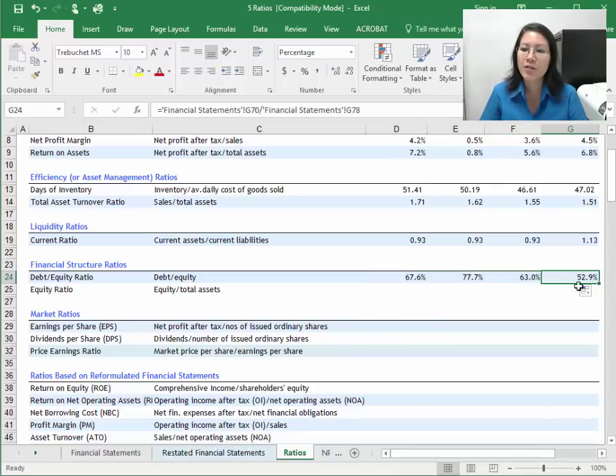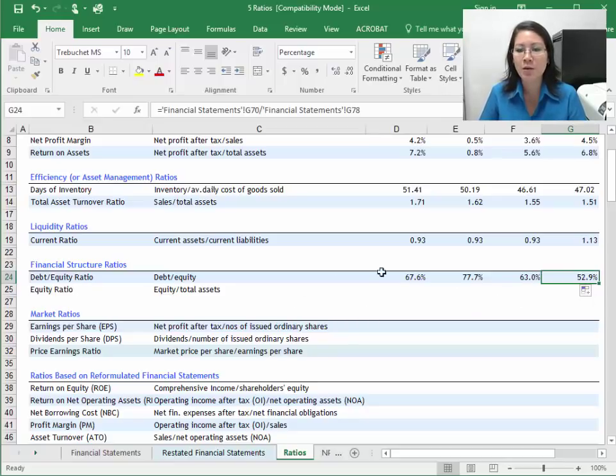So for every dollar that the shareholders of Wesfarmers have put in, in 2014, 53 cents was put in by the bank. That's slowly been increasing, so it looks like they're increasing their debt. So 63 cents was put in 2015, 77 cents, and they decreased it this year to 67 cents. Still higher than the original back in 2014.